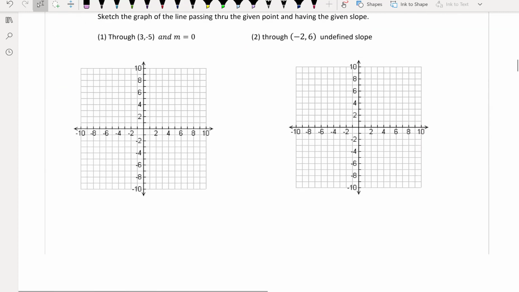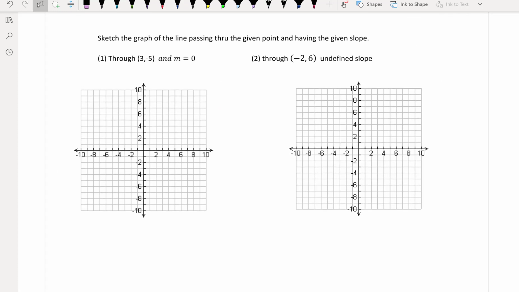Okay, so it tells us sketch the graph of the line passing through the given point and having the given slope. So we want to go through this point and this slope. So the point that's given, it has my x and my y value. So the x value is +3 and my y value is -5. And the slope is 0. Since the slope is 0, then I know that it's a horizontal line, which means it goes left to right. So at this point, I'm trying to make it as straight as possible.